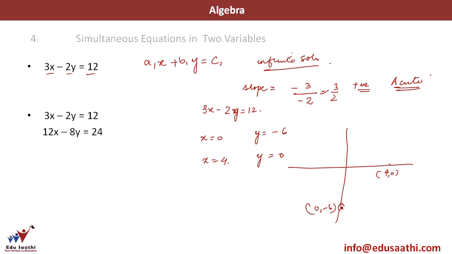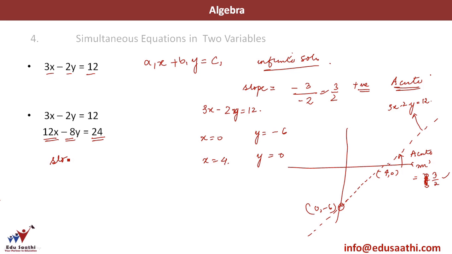Now, if I try joining these 2 points and extending them, this is the graph for the line 3x minus 2y is equal to 12. The angle that it makes with the positive direction of x-axis would be an acute angle with slope m, which is equal to 3 by 2. If I look at another line simultaneously, the line that I am looking at is 12x minus 8y is equal to 24.